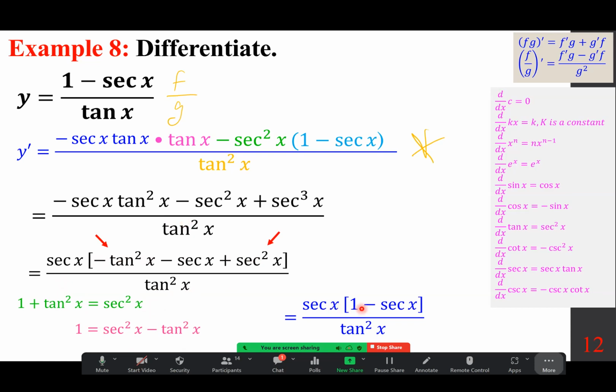Secant x times 1 minus secant x over tan squared x. It's very straightforward, everybody. But I can't emphasize the importance of knowing all the identities, okay? And as you can see, we had only one step of calculus. One step of calculus. All right, we are going to move on.